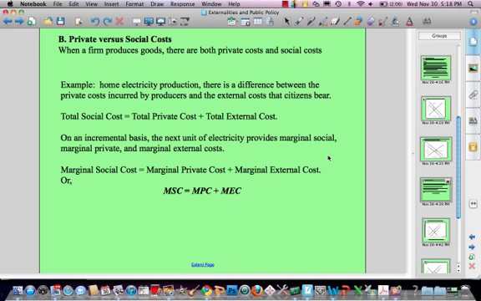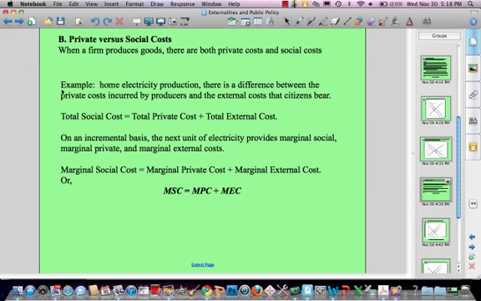All right, we talked about private versus social benefits in the last example. Now let's talk about private versus social costs. When a firm produces goods, there are both private costs and social costs, as we've discussed. An example, home electricity production: there's a difference between the private costs incurred by producers, so the cost of actually producing the product, and the external costs that citizens bear.